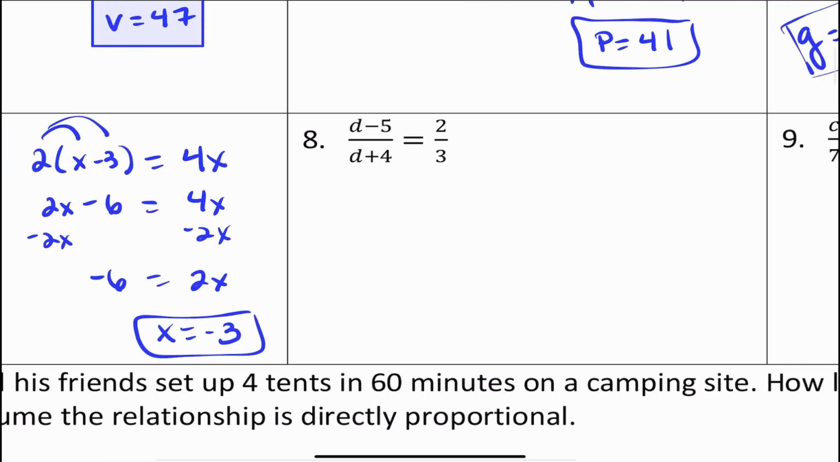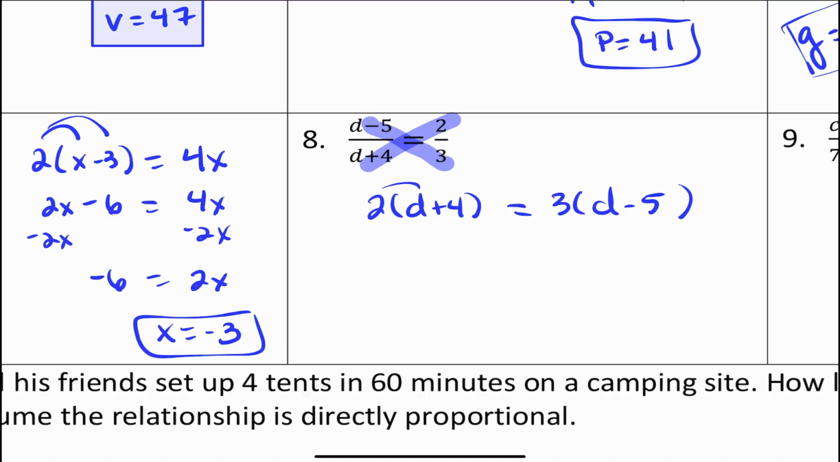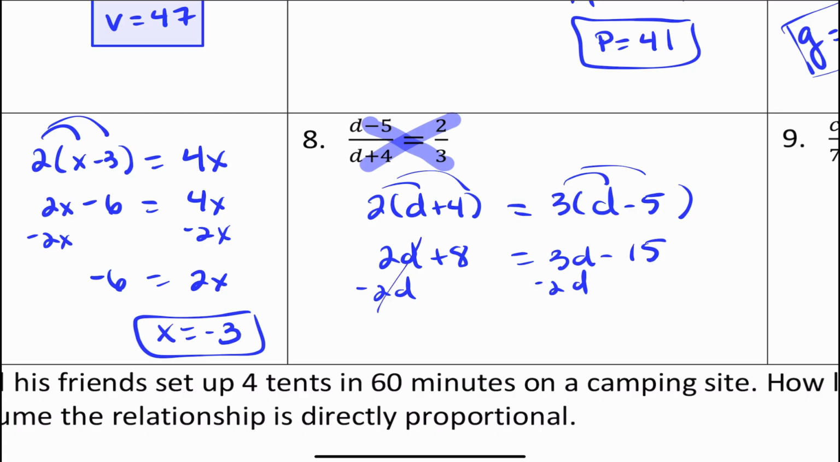Okay, number 8. Here we go. We have 2 times the quantity of d plus 4 equals 3 times the quantity of d minus 5. Distribute, 2d plus 8. Distribute, 3d minus 15. Okay, so now I have 8 equals d minus 15. And now once I add both sides by 15, d is going to equal 23.